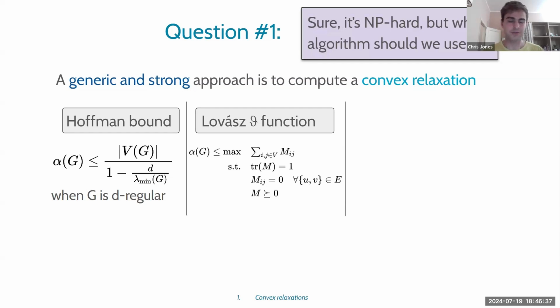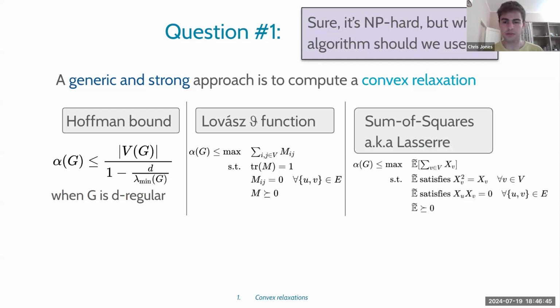Now, the Lovasz theta function turns out to be pretty good, but there's a way to strengthen it in a powerful and generic way using something called the sum of squares hierarchy, or the Lovasz hierarchy. I've also written this on the screen. Again, it's not too important. It turns out that these three relaxations have increasing strength from left to right. And in particular, the sum of squares hierarchy of degree 2 is exactly equal to the Lovasz theta function.